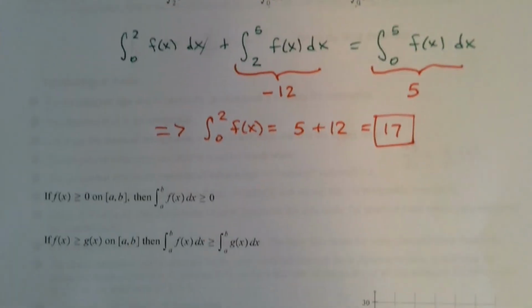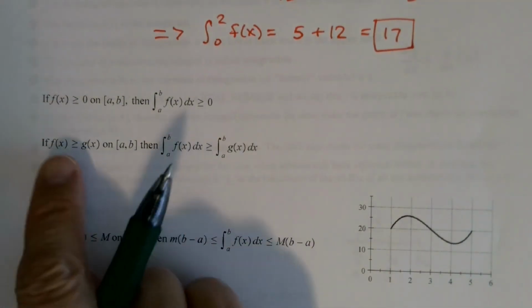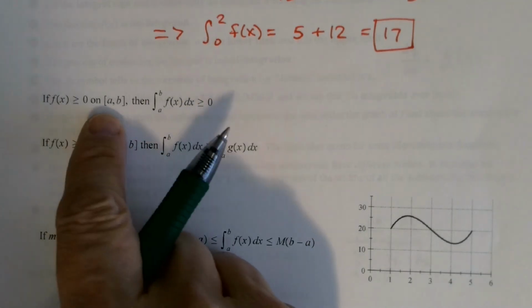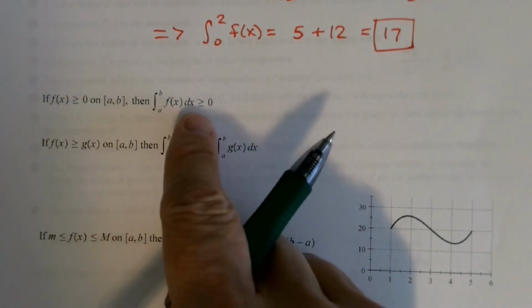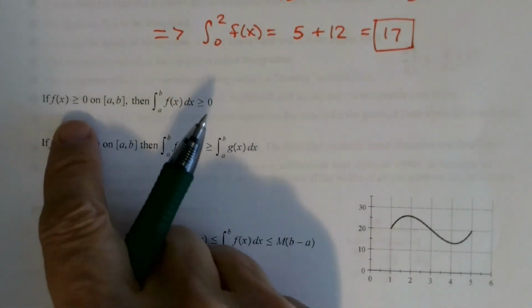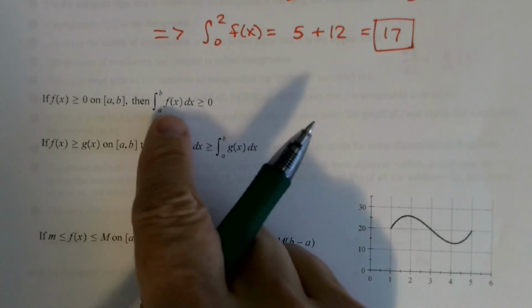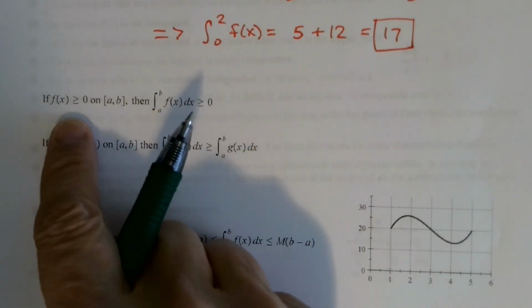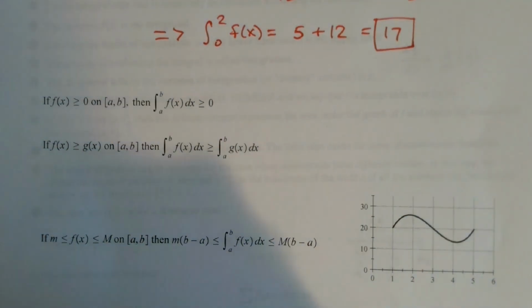Just a couple more now, just in closing. If a function f is greater than or equal to 0 on the given interval, then the definite integral from a to b is going to be greater than or equal to 0. And so we understand that this integral then represents the area under the curve. So that's only if it's greater than or equal to 0. Remember, if it goes below the x-axis, it becomes negative, and that is considered like negative area.